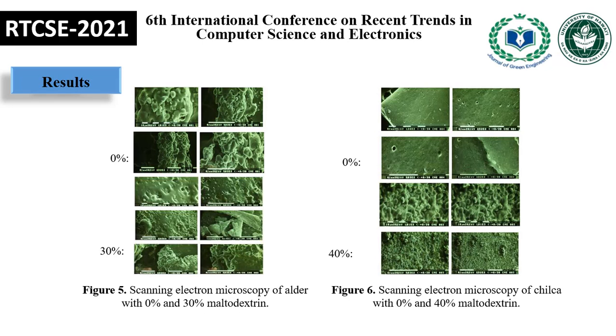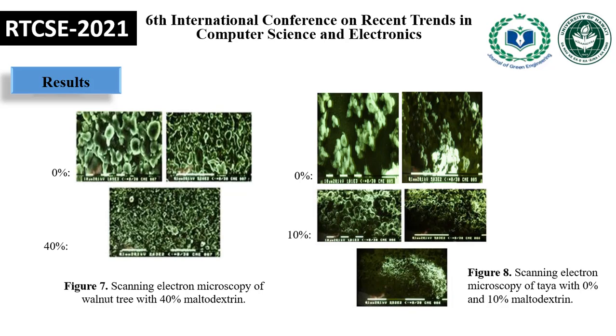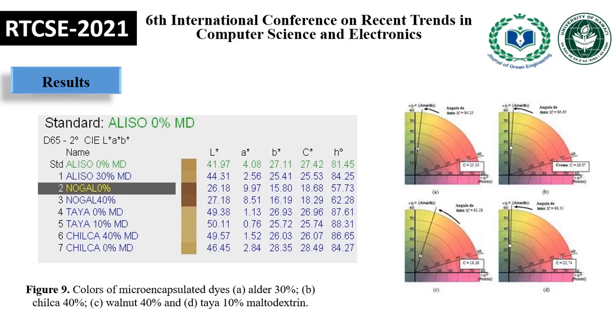Figure 5. Scanning electron microscopy of alder with 0 and 30% maltodextrin. Figure 6. Scanning electron microscopy of chilca with 0 and 40% maltodextrin. Figure 7. Scanning electron microscopy of walnut tree with 40% maltodextrin. Figure 8. Scanning electron microscopy of taya with 0 and 10% maltodextrin.